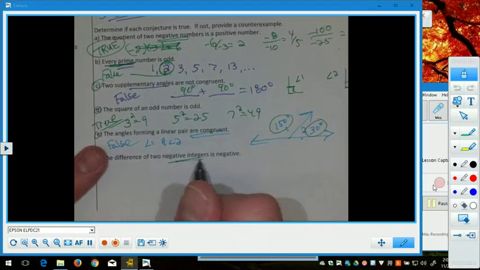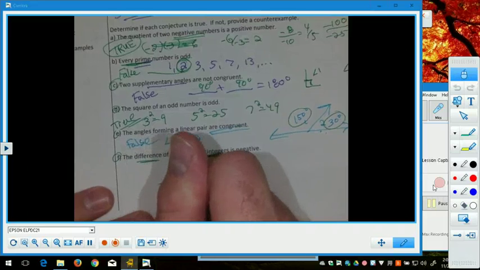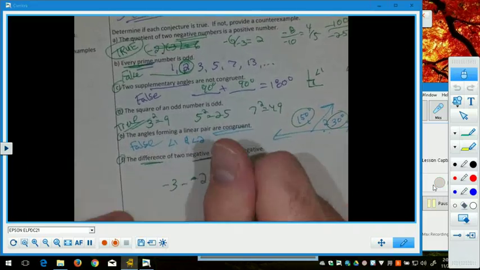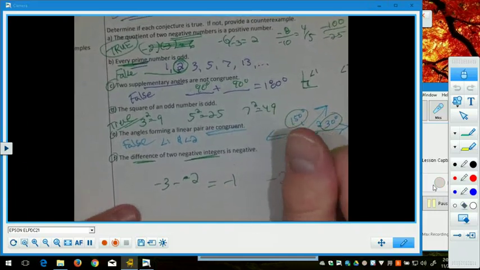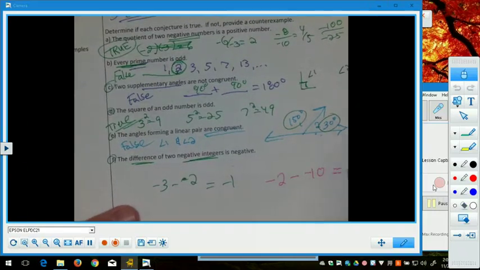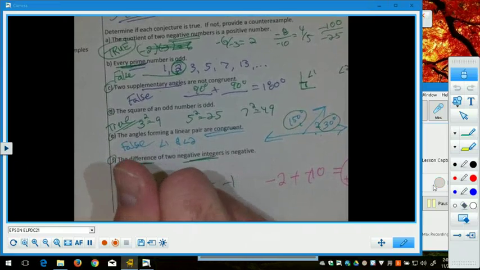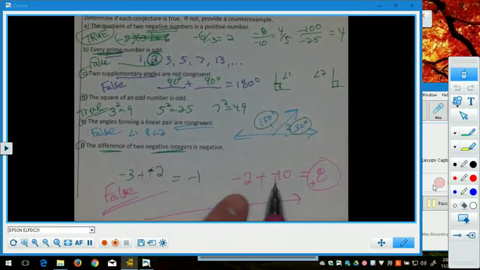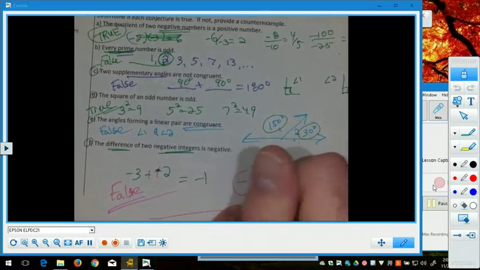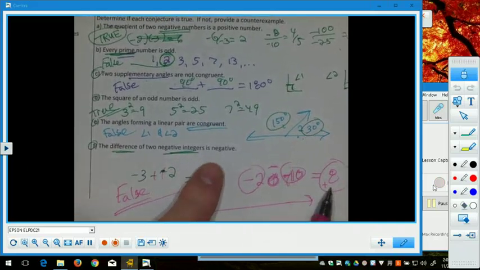The difference of 2 negative integers is negative. So -3 minus -2. That's going to be -1. Sure, so far it's good. Let's try -2 minus -10. Uh-oh, because it becomes the positive, that's going to be 8. So I can instantly say this is false. I don't need to test anymore because I found a counterexample. There's 2 negative numbers, -10 and -2, and when I subtracted them, took their difference, I actually got a positive answer.